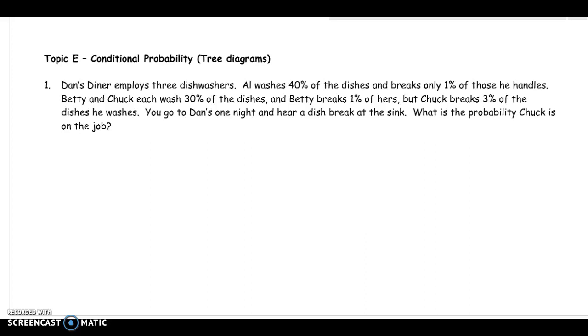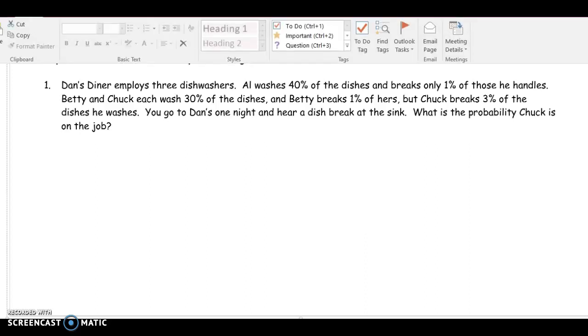So what you're going to notice is there's two events that we're concerned about in this situation. The first is who's washing dishes. The second is whether or not the dish breaks. So we're going to start our tree diagram with just the individual probabilities that should be given. And so you'll notice that Al washes 40% of the dishes.